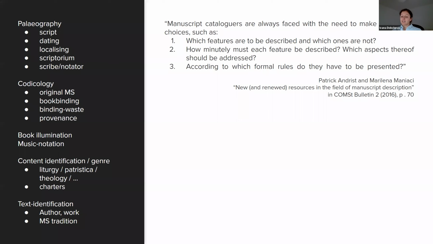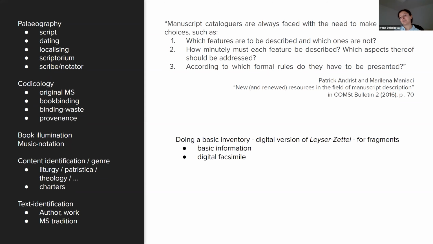And this, taking into account how many undescribed manuscript fragments there are in Leipzig and in Austria, and I guess all over the world. I guess what one needs is more or less a basic inventory, like a digital version of the Leiser Zettel for fragments this time. So it would have the basic information and ideally a digital facsimile, so that scholars next would know where to look to make all the more detailed paleographical, codicological, art historical, musical, and so on studies.